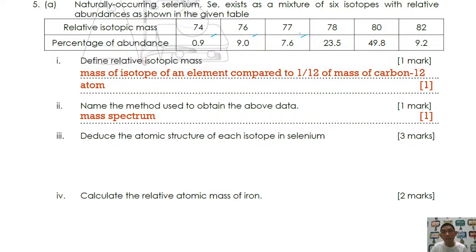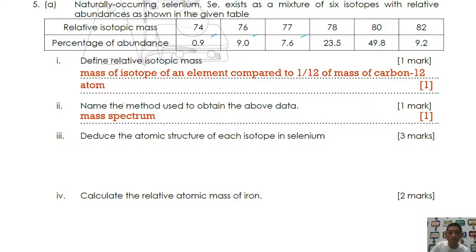Mass spectrometer is the instrument used to determine the relative isotopic mass, but what gives you the data? The substance, the material that gives you the data, is the mass spectrum. So your answer in here must be mass spectrum.